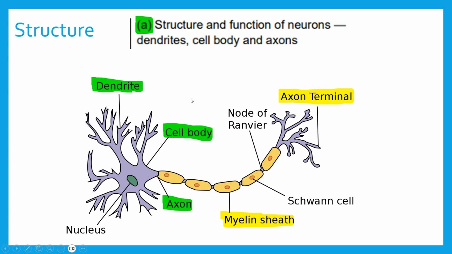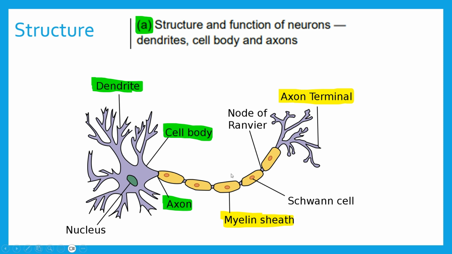So we have the dendrites, which are these branch-like structures where electrical impulses are going to start. We have the cell body, where we find all of the organelles such as the nucleus, all the features you would find in any other type of cell, as well as the axon, which is this elongated tail-like structure where the electrical impulse is going to travel along.